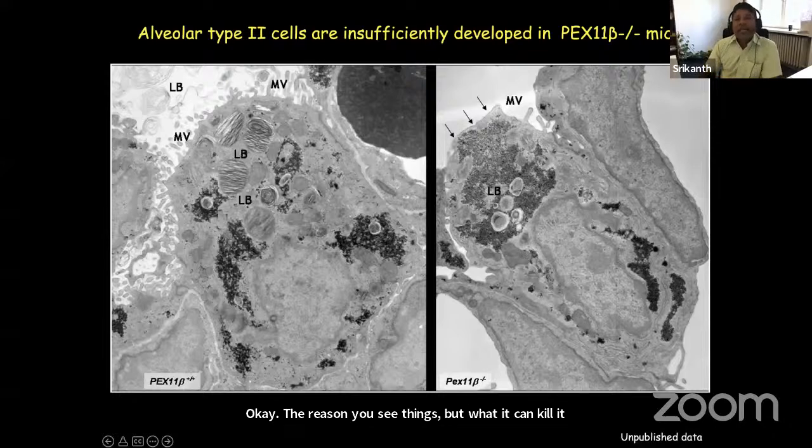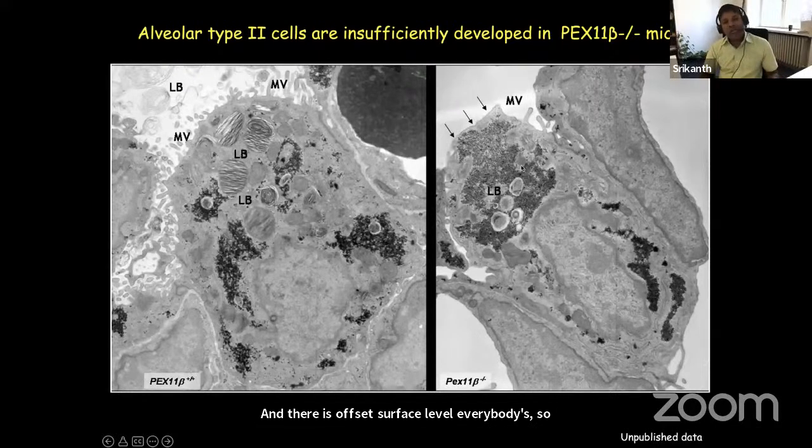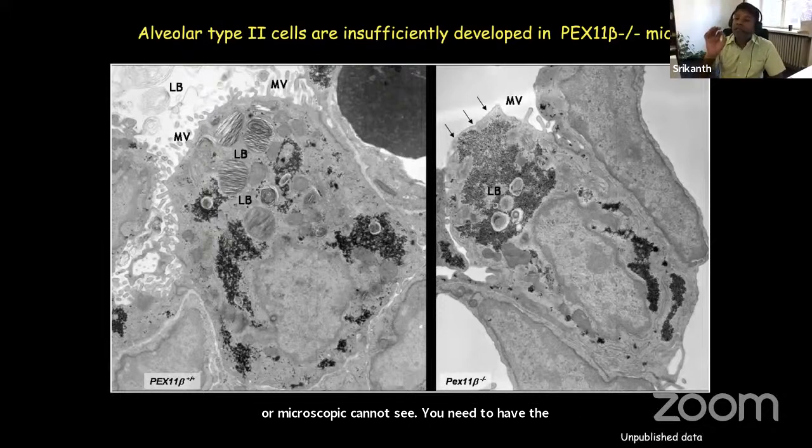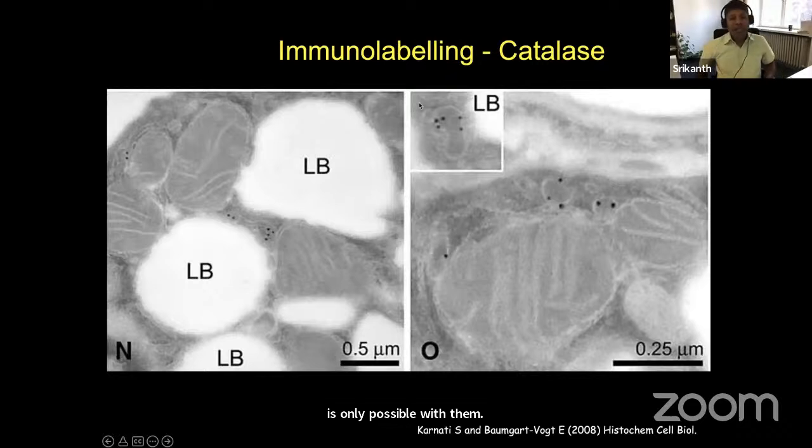But what you can clearly see in these transmission electron microscopy images is that the microvilli are completely gone, and there is an absence of these lamellar bodies. These fine structures of any kind of cell cannot be seen with a light microscope. You need the transmission electron microscope, and that is only possible with TEM.